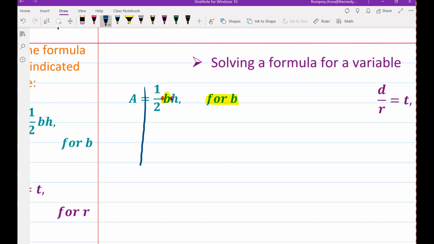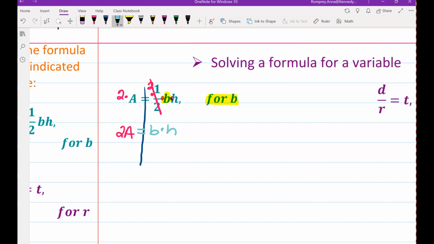So if I'm isolating for B, what am I moving? Well, I need to get rid of this 1/2 and I need to get rid of this H. A couple different ways. So 1/2 times B, I could divide by 1/2, or I could multiply by the reciprocal. I'm going to go ahead and multiply by 2 to cancel that out. Multiply by 2 over here. So now I have 2A equals B times H.